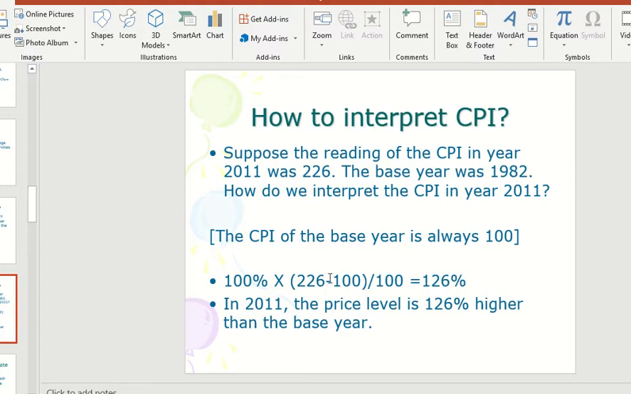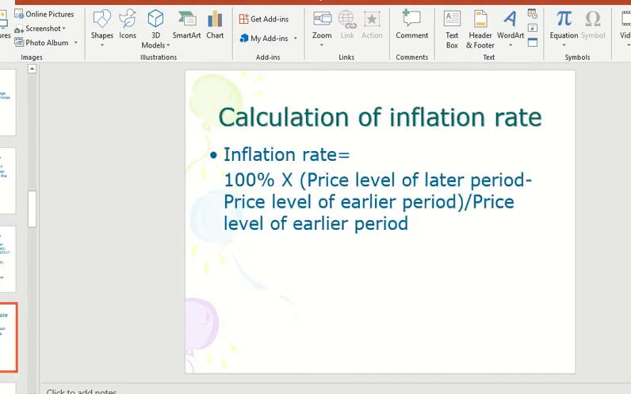226 minus 100, that's 126. Okay. So that's why the CPI of the base year is always 100. It makes the interpretation much easier. So with that, let's move on to inflation rate, the calculation of inflation rate.